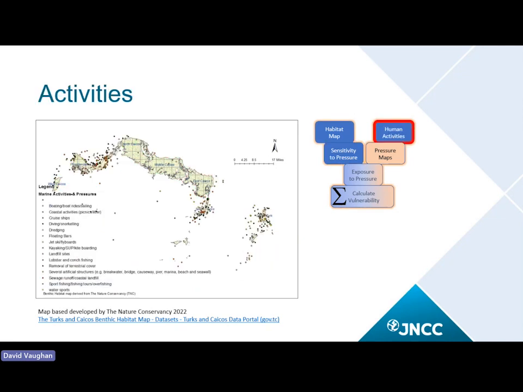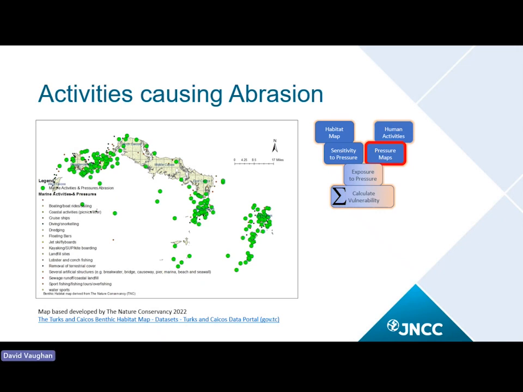There's our activity map again, and this would be a pressure map, but looking at the radius of influence of each one of those activities. It's possible that you can have different radii of activity. So maybe a jet ski's influence will be much wider than a standard paddleboard, for example.